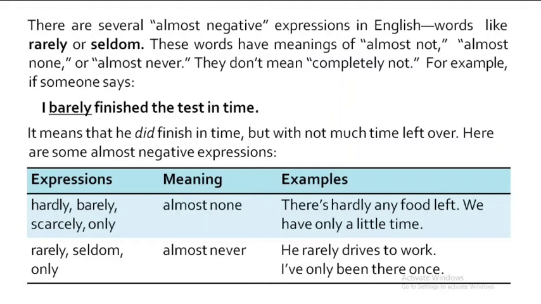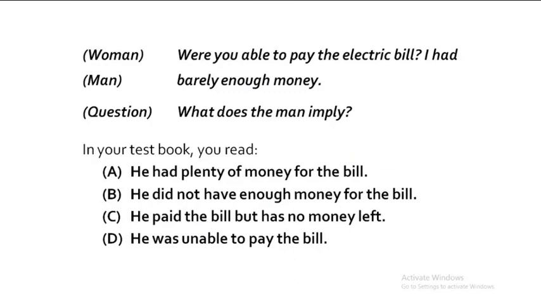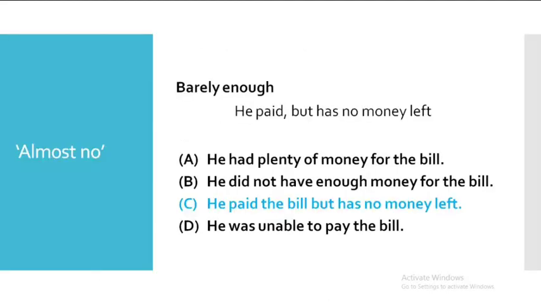Here are some almost negative expressions. Here is an example of almost negative question. The question is, what does the man imply? And as you can see, the man said that he had barely enough money. Almost negative means almost no. So barely enough means he already paid, but he has no money left.